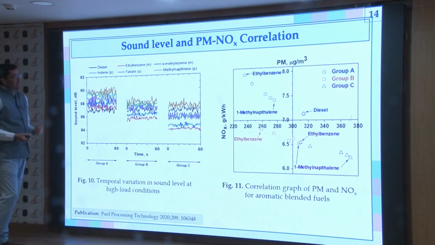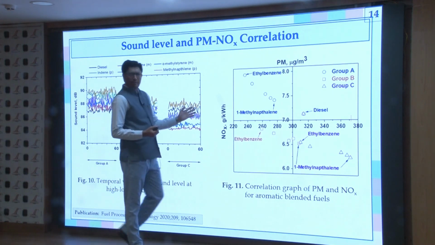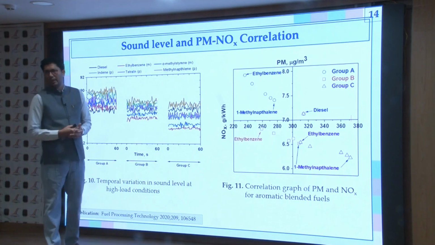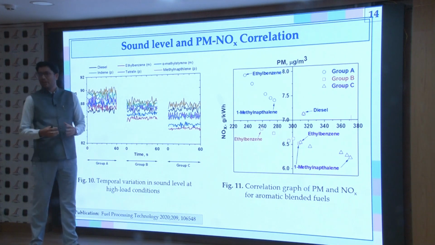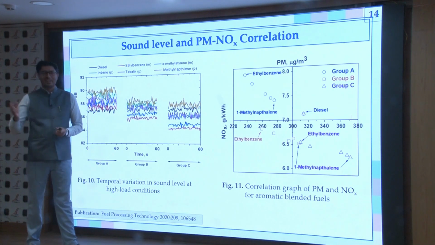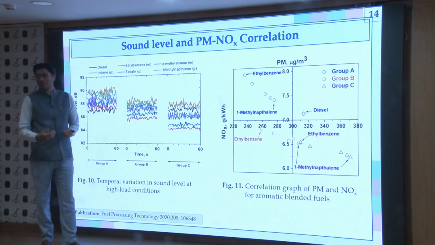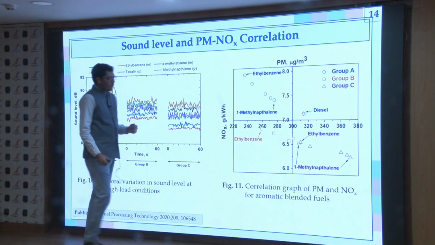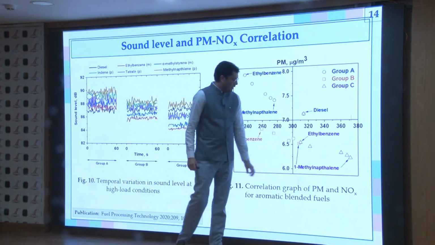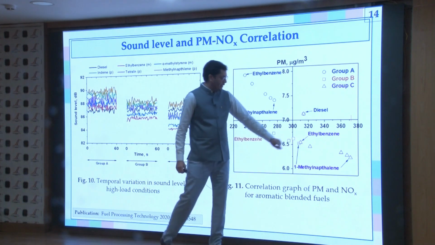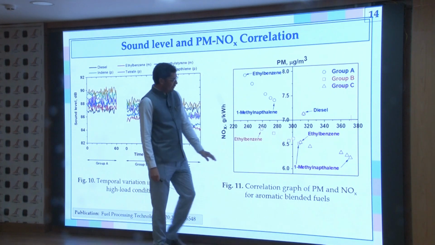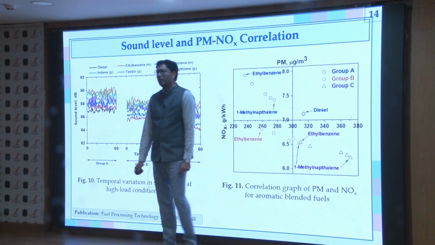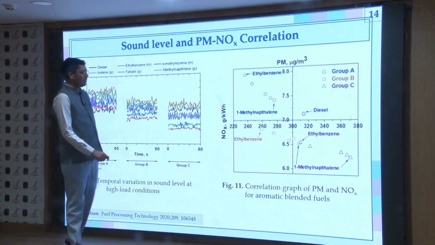Then if you see here the PM NOx correlation, along with this PM we have lower HC and CO emission due to better physiochemical properties. Still we are working on the chemical kinetics. I was discussing with Sneha that we have to perform some chemical kinetics to understand why this is happening. But if you see here for ethyl benzene, I think this is the best option, because for this we have comparatively lower PM and lower NOx emissions. So this fits well.